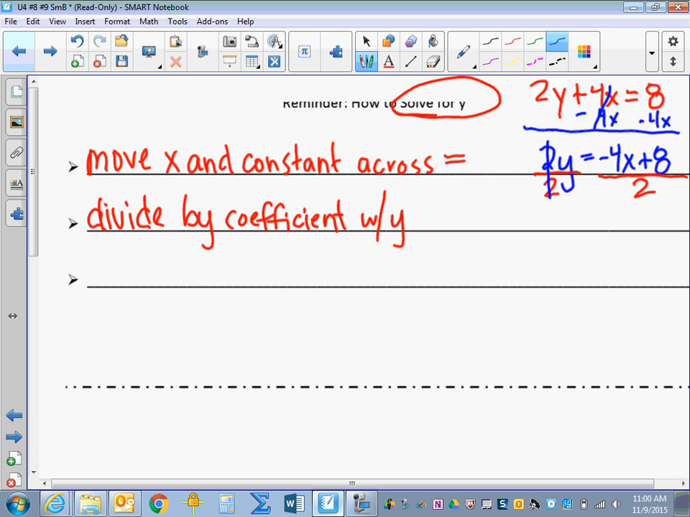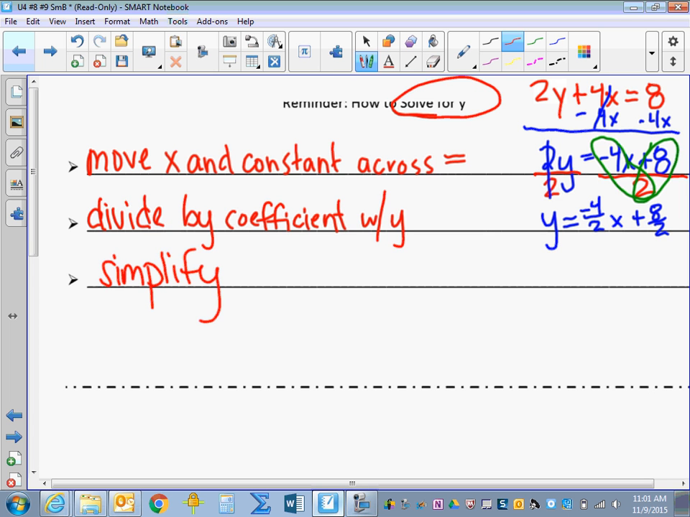Let's reduce, and I get y equals, so I have -4/2 x plus 8/2. Remember, I have to divide everything. And so finally, I need to simplify my fractions here. So you could do this in one step if you wanted to. Negative 4 divided by 2 is negative 2x, and 8 divided by 2 is 4.